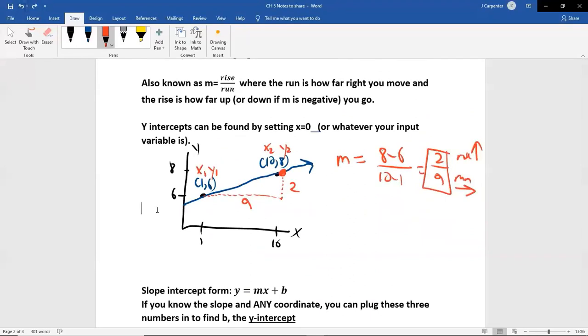Slope-intercept form, which you've already seen and you just didn't know it. y equals mx plus b. This slope-intercept form is the exact same as a standard linear model. This mx right here, that is your variable amount. And the b here is your fixed amount. It's just variable amount plus fixed amount.